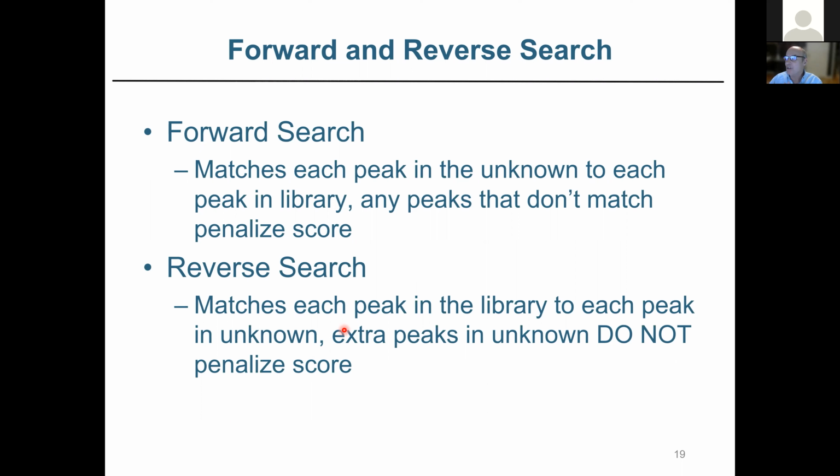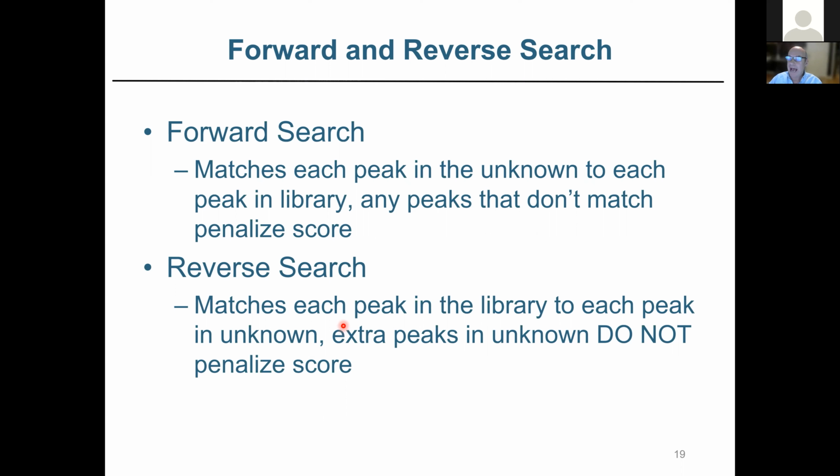So what that allows you to do is, if it's a pure peak, the forward and reverse scores will be very close to one another. If it's a mixture peak, the reverse search will be pretty good, but the forward search will be bad. So it's another way to utilize the search data to gain additional insight.